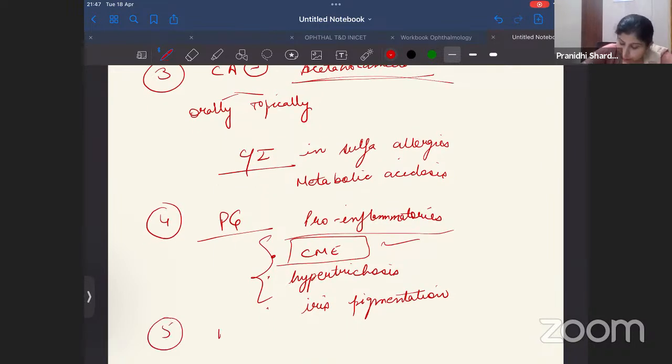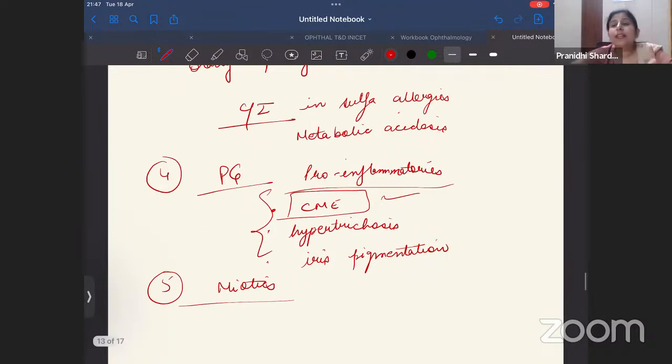Other class of drugs, miotics, that is pilocarpine. Pilocarpine is one such drug which affects almost all parts of the eye, from the anterior segment till the posterior segment. It can cause myopia, which has been asked as a previous year question. It can cause retinal detachment because it pushes the lens-iris diaphragm forward, so it leads to myopia. It can lead to retinal detachment also.